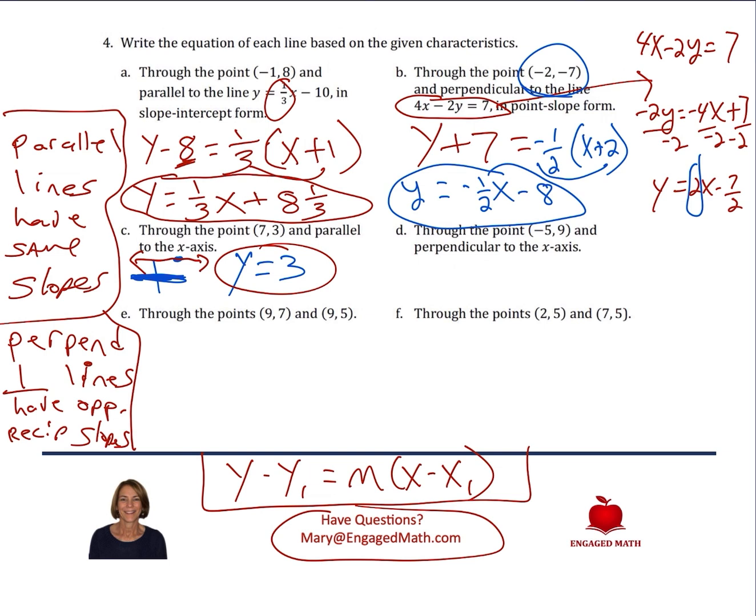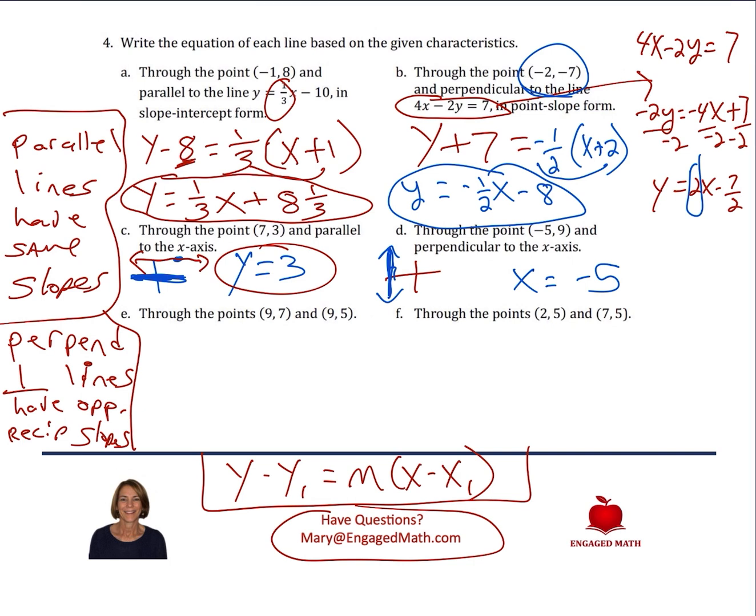Okay, same thing here, but this time we want to be perpendicular to the x-axis, and we want to go through the point -5, 9. So this time we're going to be something like this blue line. And now x is always the same, and in this case, x is equal to -5. Okay, let's look at E and F.